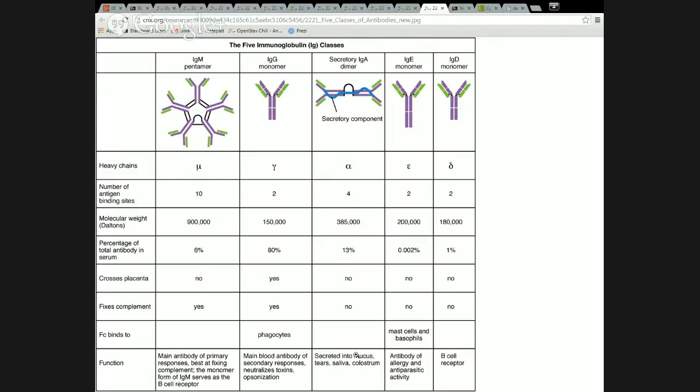So mucus is going to line mucous membranes. Tears obviously are going to be on the surface of the eyeball. Saliva is in the oral cavity, as opposed to mucus, which is in the nasal cavity and other locations. And then mother's milk is secreted, obviously, from mammary glands.